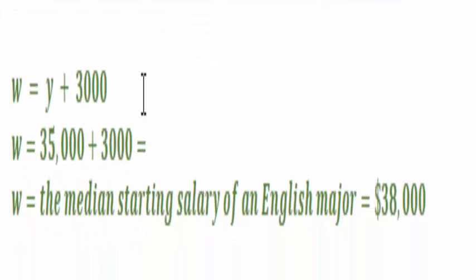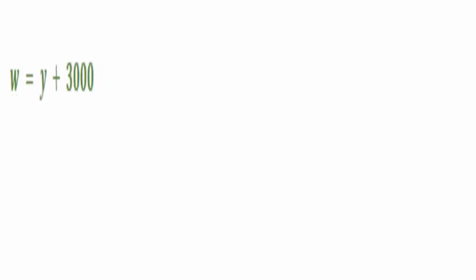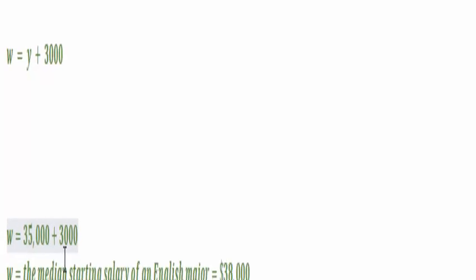Then I need W, so I'm going to take the next equation, and the second equation I had come up with was W equals Y plus 3,000, and again I'm going to substitute the known value of 35,000 in for my Y value. So I have W equals 35,000 plus 3,000, which is 38,000, so the English major's median salary is 38,000.